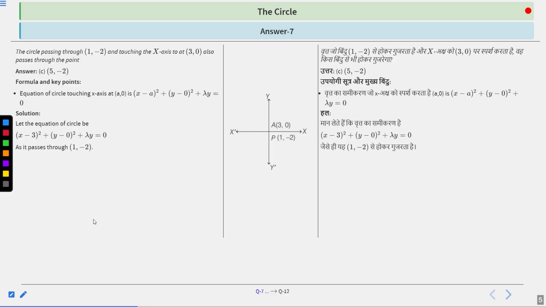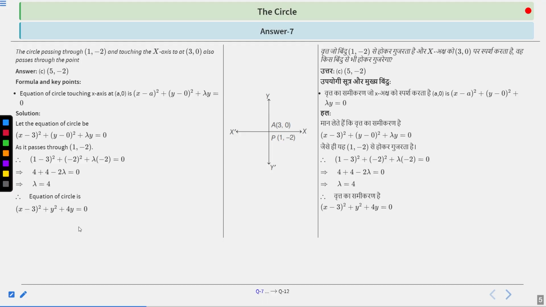Clear? Now, as it passes through (1, -2), we can put the value of (1, -2) in the given equation of the circle. Therefore, (1 - 3)^2 + (-2)^2 + λ(-2) = 0. Clear? So after solving this, you will get 4 + 4 - 2λ = 0. So λ is equal to 4, right? Therefore, the equation of circle is (x - 3)^2 + y^2 + 4y = 0.